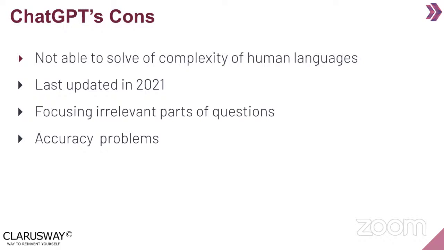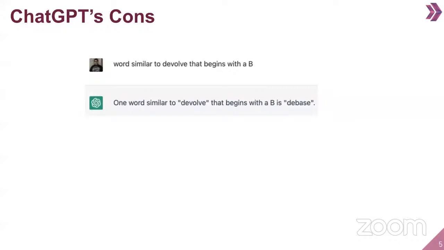The unpaid version has been updated in 2021. So until then, we haven't seen any kind of update. So sometimes if we are not very articulate in some point, it's focusing on irrelevant parts of the questions. And sometimes accuracy problems may occur, but you need to be very careful about the ChatGPT, because you cannot put 100% trust on it. Okay.